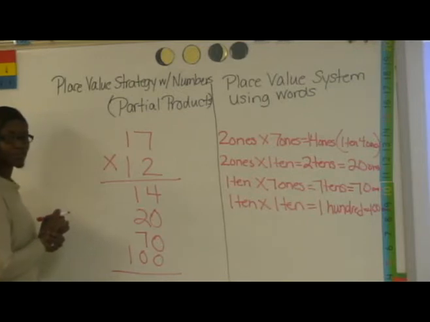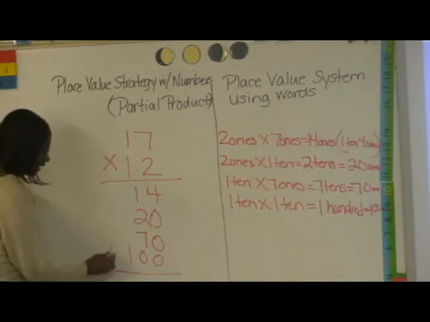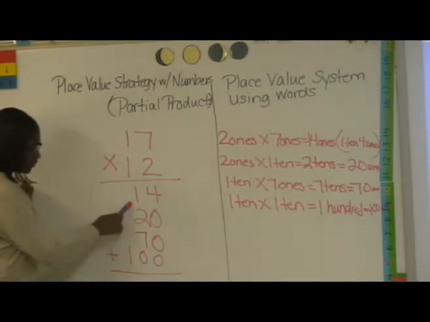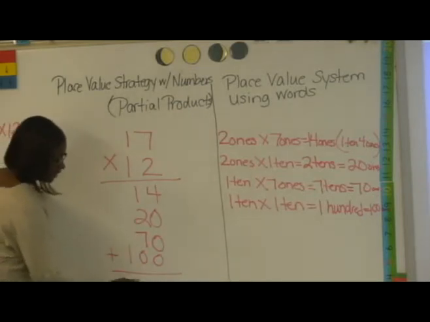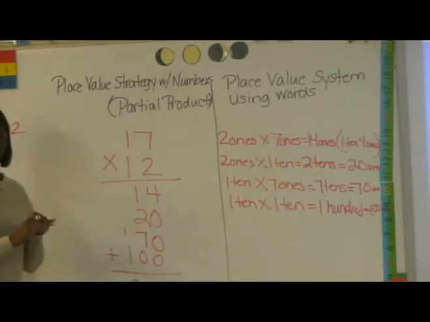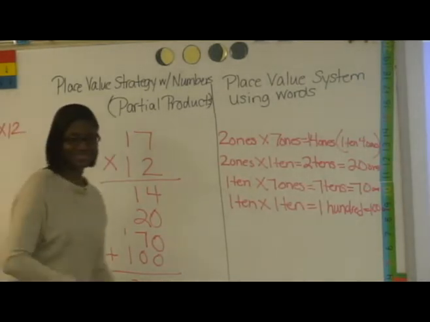And then you gotta add all that together. So now you're going to add it together. That's right. So you have your 4, and then you have the 1 and the 2 and the 7. That's 10. Did y'all get 204? Okay.